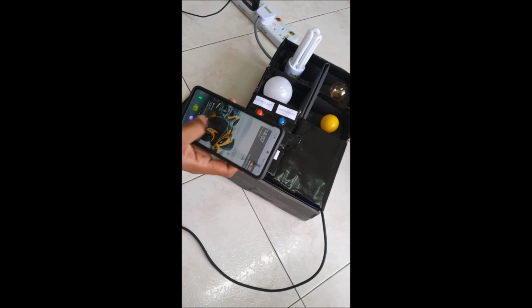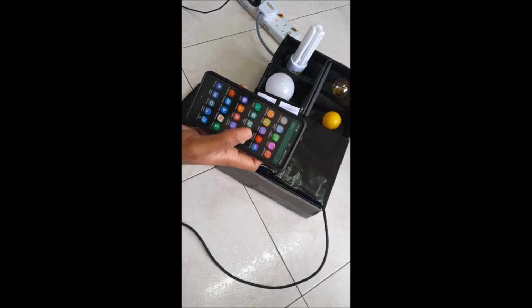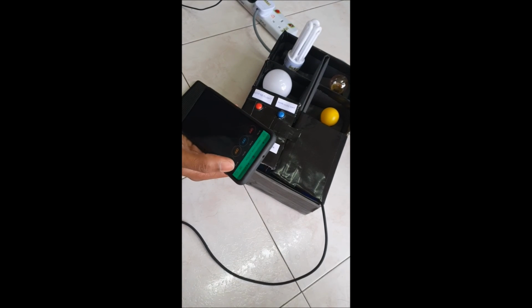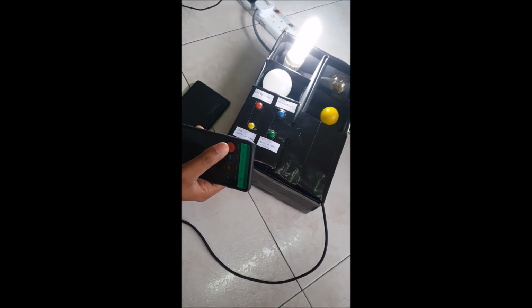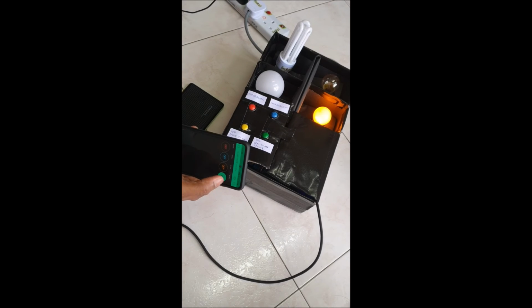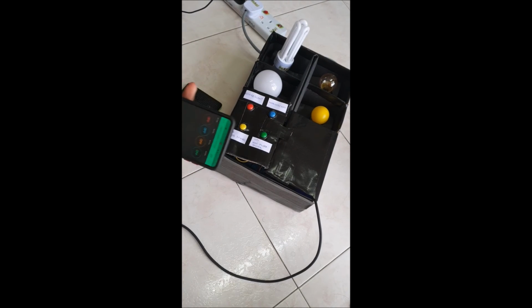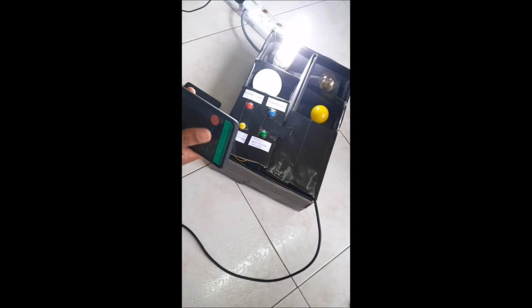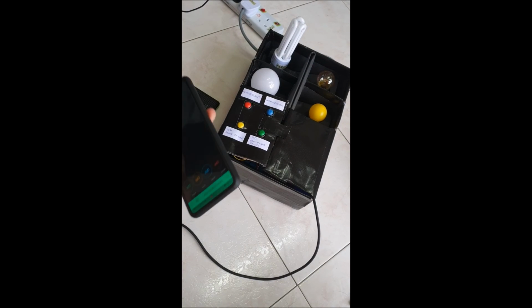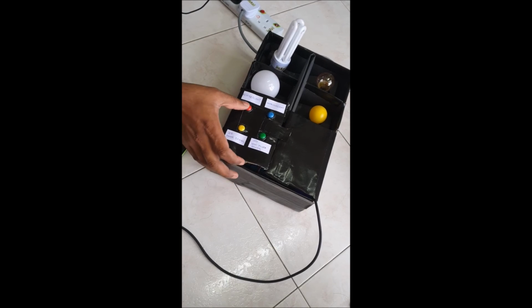So let me open my Blynk app. My Blynk app is open and it's online. As you can see, I can control the lights with my phone. And if I don't have a Wi-Fi signal, I can even use the push buttons right here to operate.